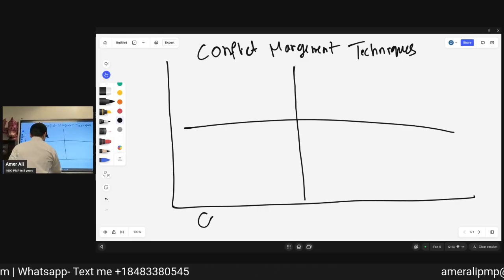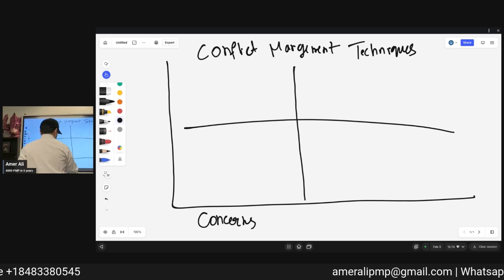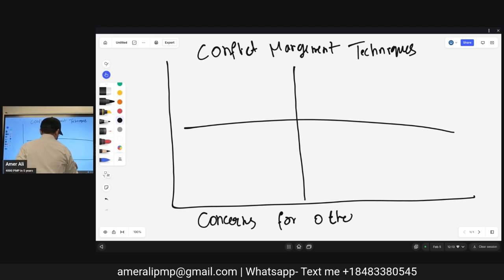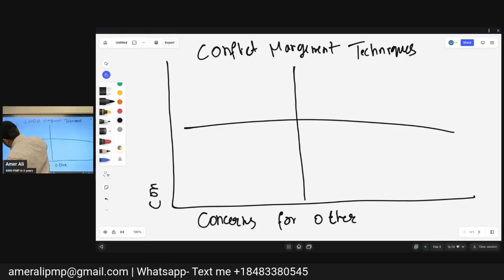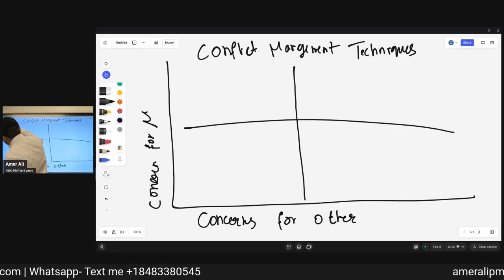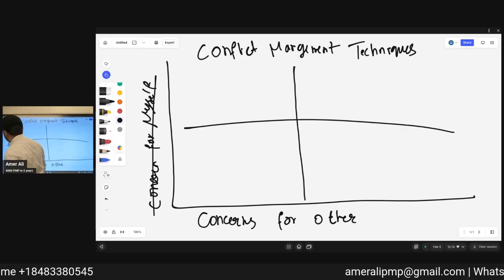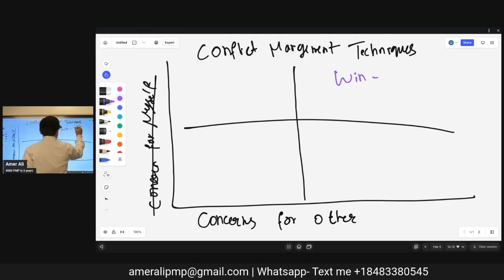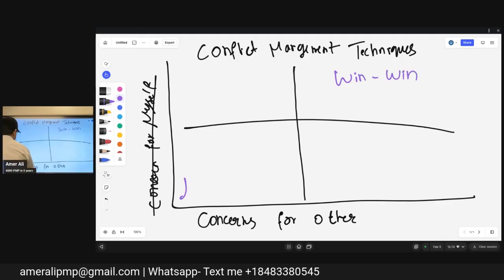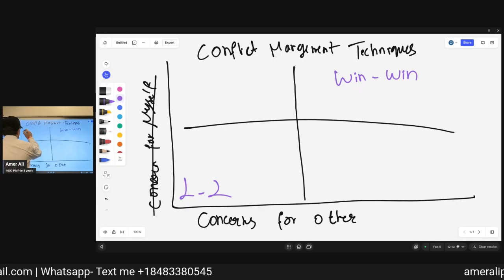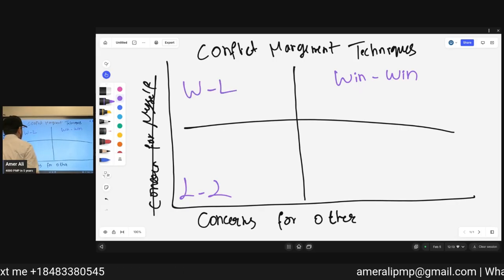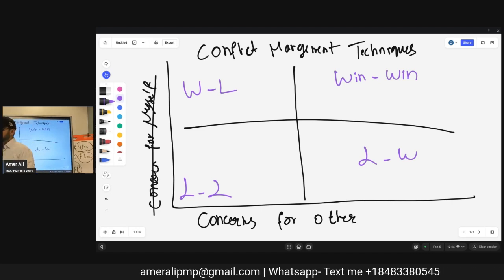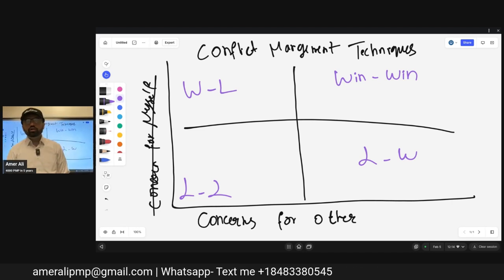Concern for others: here, I care more for others. Here, concern for myself. So let's say if I care for them and I also care for myself, I go for a win-win situation. If I don't care about them or myself, it's lose-lose. If I care more about myself, I go for win-lose. If I care more about them than myself, I go for a lose-win situation.